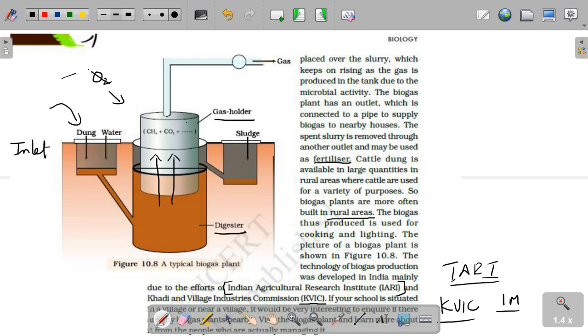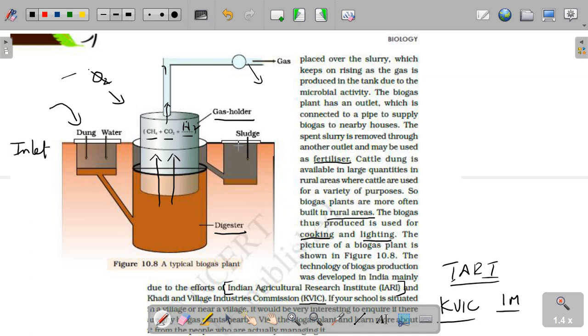You can see the gas produced, methane, carbon dioxide and hydrogen, will be passed through this outlet, and this outlet is connected to the cooking stoves in our house. So domestic use can be fulfilled, like cooking and lighting.